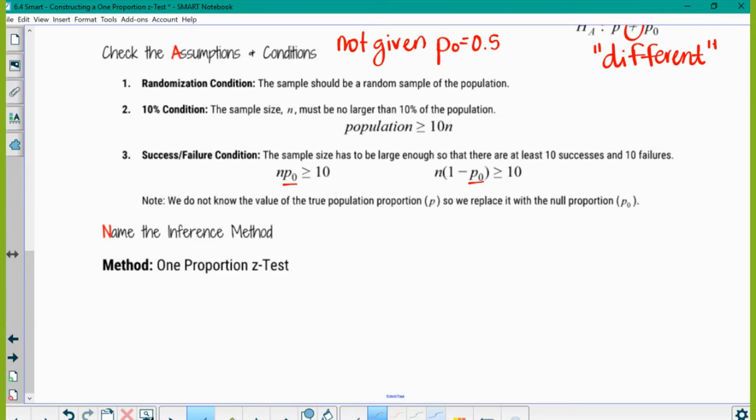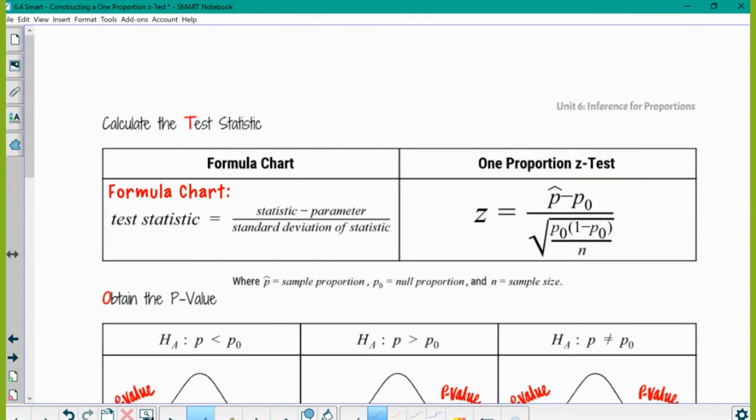And naming the inference method, one proportion z-test. Confidence interval, significance test. Only difference is interval, test. First half of it is all the same. For calculating the test statistic, you have done this before. You've calculated z-scores. That is what a test statistic is. You have done it not as formally as we do in a significance test, but you've done it before.